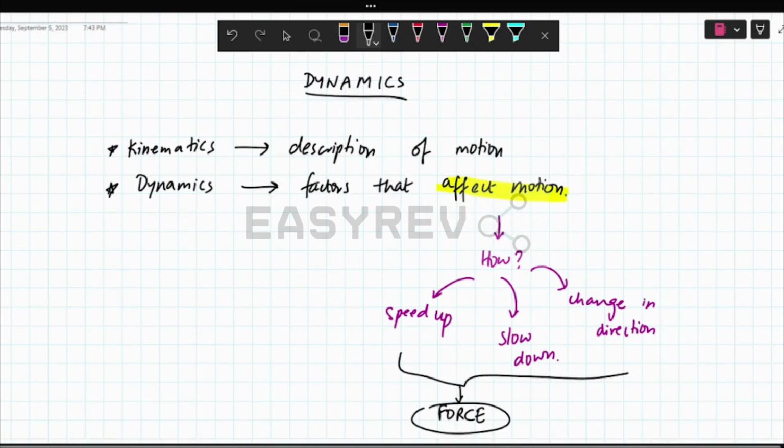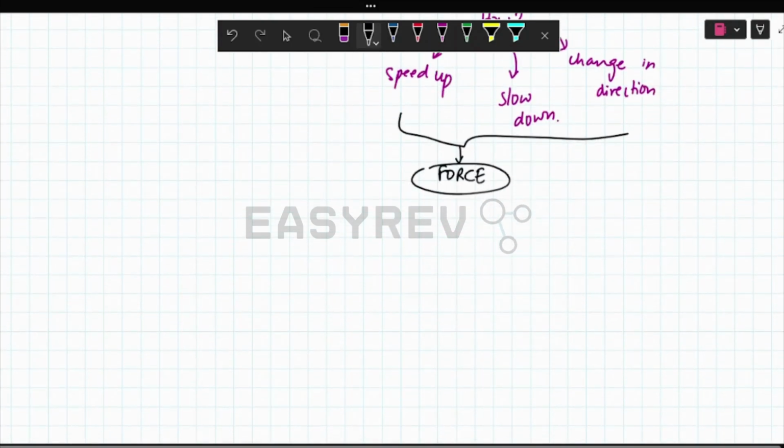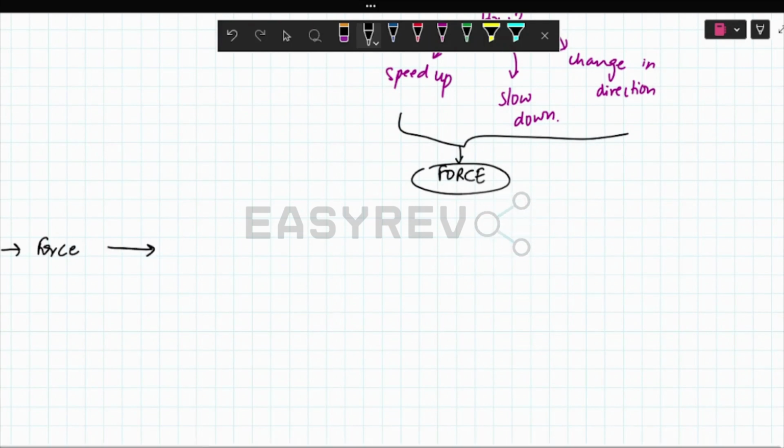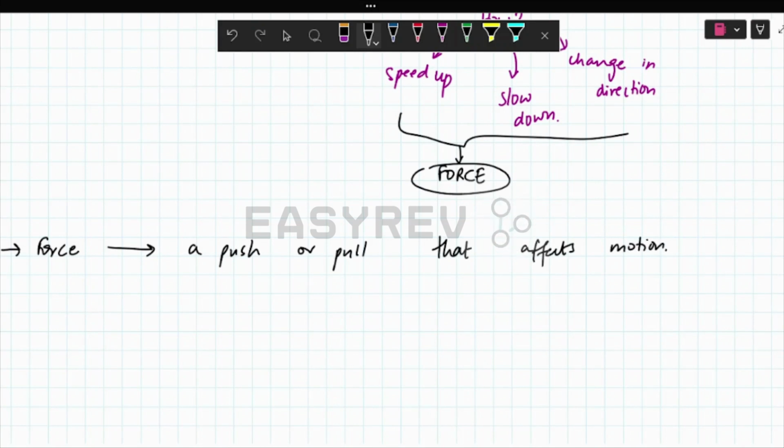Let us first now describe what a force is, and let me write it out here as well. Consider a force as a push or a pull that affects motion. And since it's a physical quantity, it will have its own SI unit of newtons, given the letter capital N.